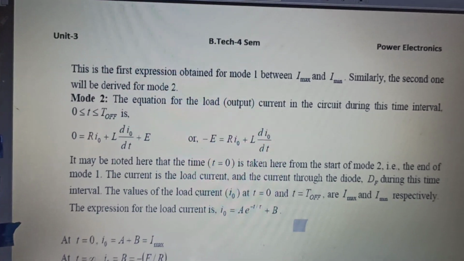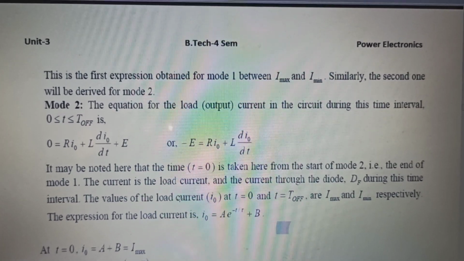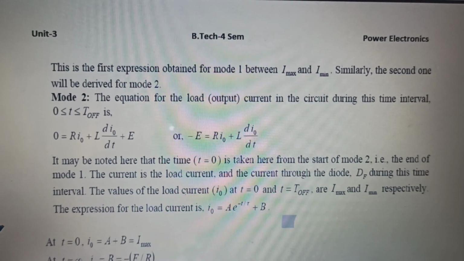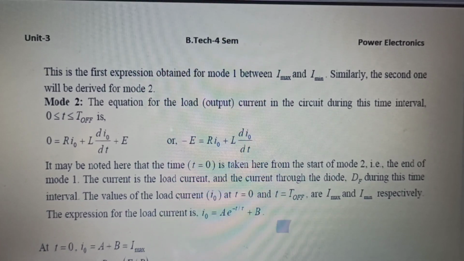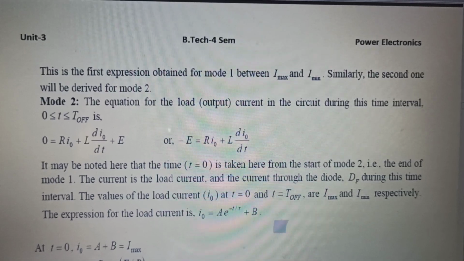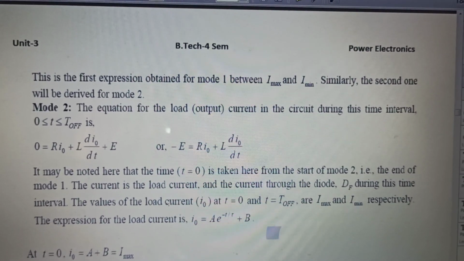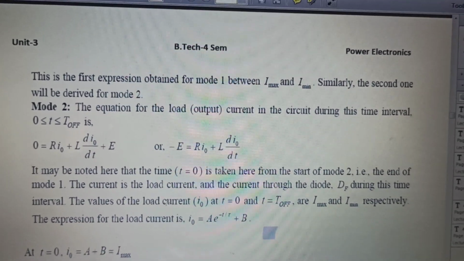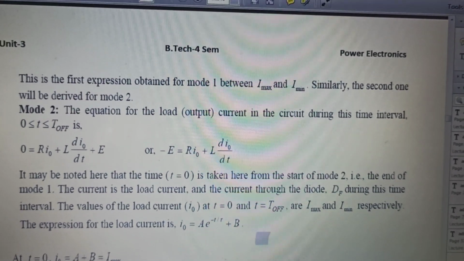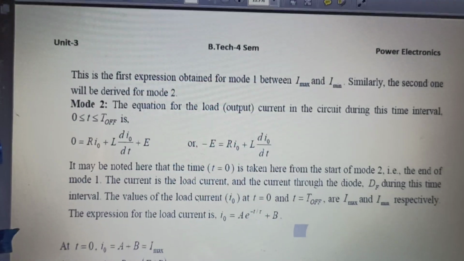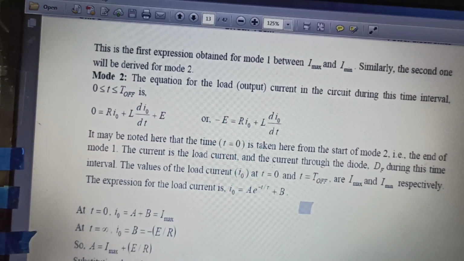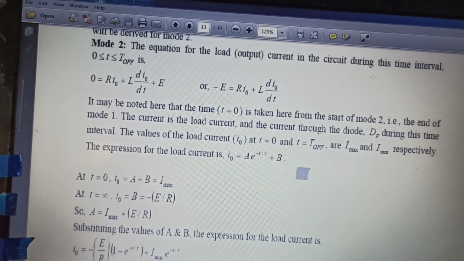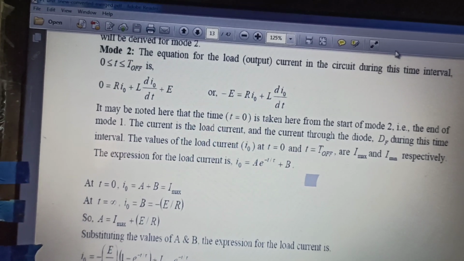Now I will go to the second part, that is mode 2. For mode 2, the switch is not connected, so the source voltage becomes 0, and the load has its E value. We are considering the load to be a DC motor, so it will have its value E. The equation will be R i naught plus L di naught by dt equals E. Now if you put t equals 0, it will be I max.